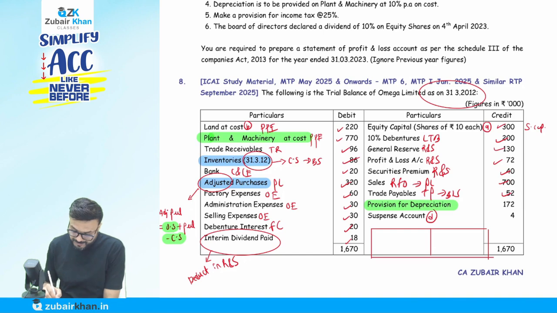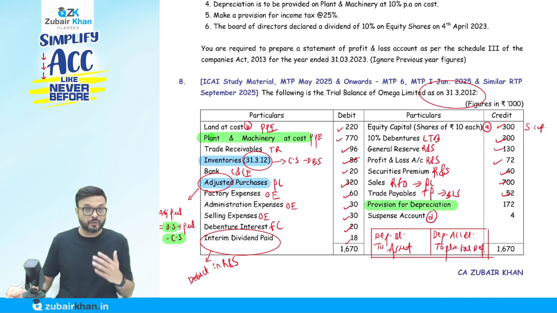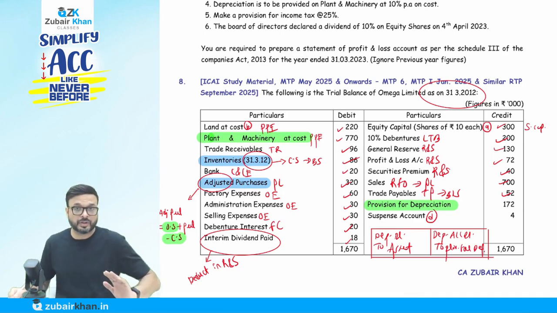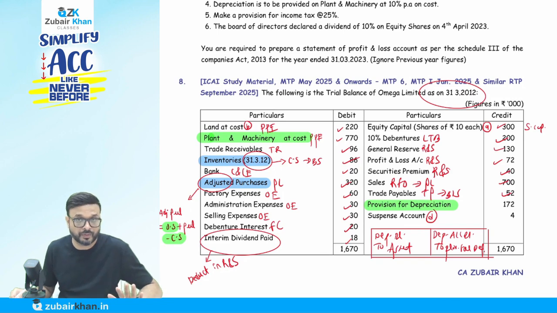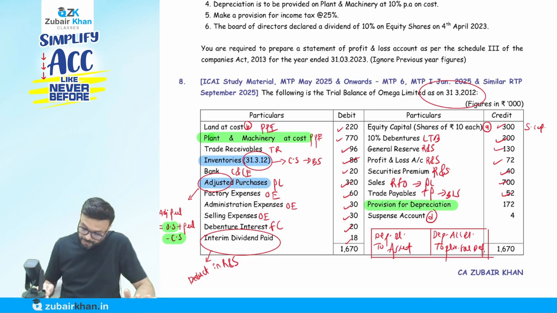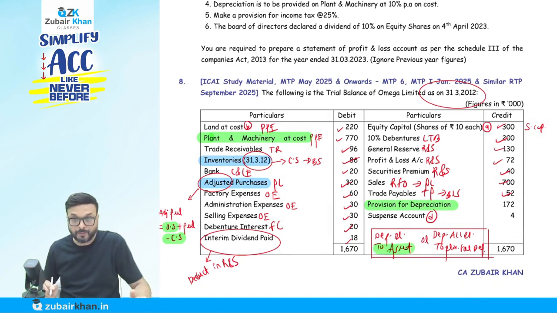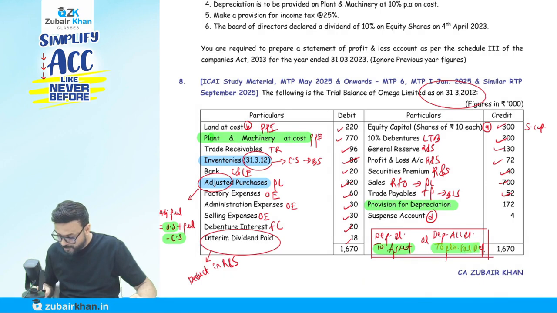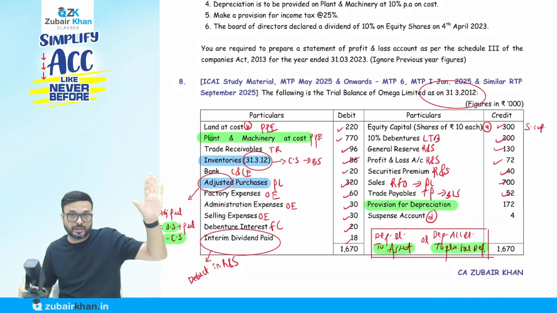The first is I can pass the entry depreciation account debit to asset account. Asset means the PPE account. Or we can pass the entry depreciation account debit and credit to provision for depreciation account. So we have 2 options, either credit the asset account or credit the provision for depreciation. Both are correct. But if you credit the asset account, the value of the asset goes down and WDV will appear in the trial balance. But if you credit provision for depreciation, the asset will be as it is at original cost only. But you create a new account, provision for depreciation.